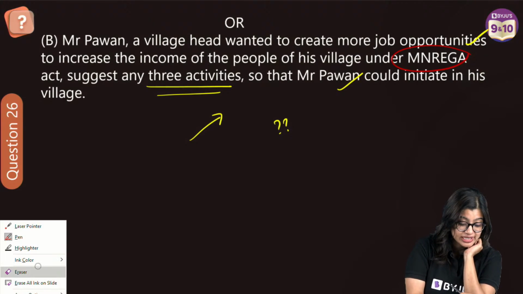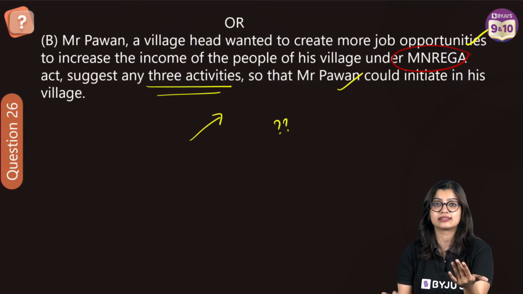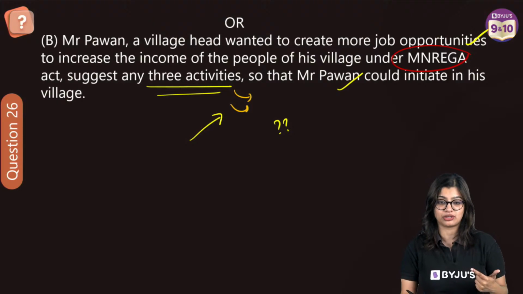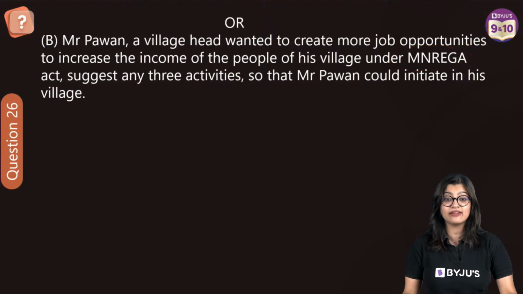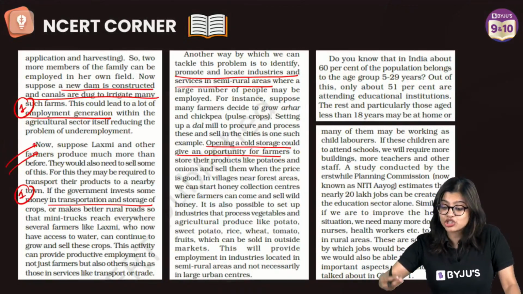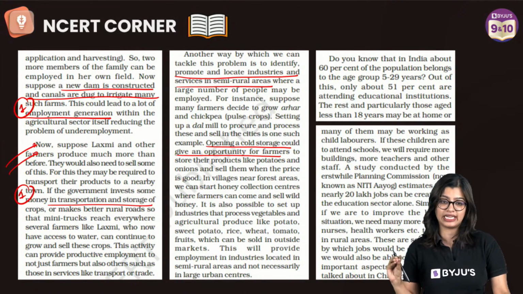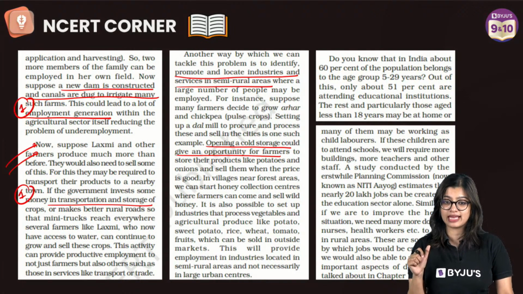But what is the real question? The real question is: suggest 3 activities, so ways in which you can generate employment. That is the question, right? So the question is not about MGNREGA per se. They are asking ways in which they can generate those employment opportunities. That is what the question is really asking you. So are we clear? Are we clear on that?